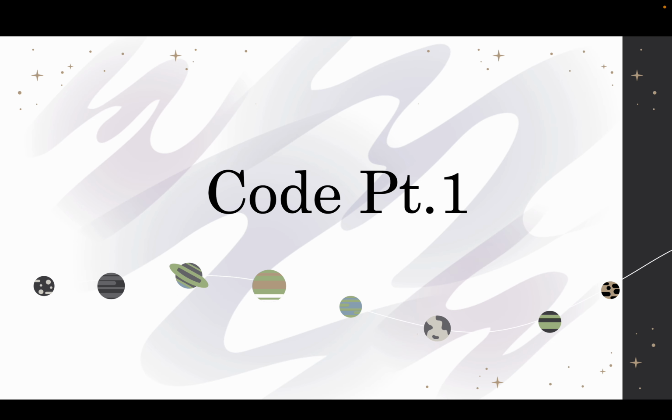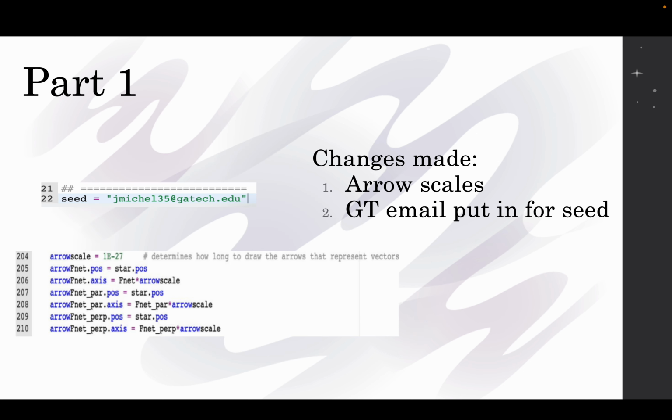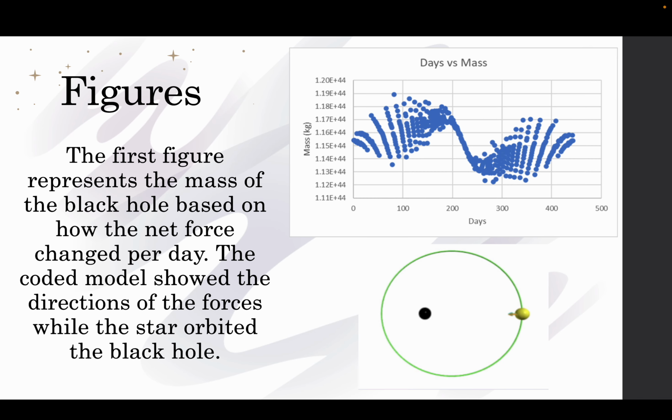And here is my code. Some changes I made from the starter code: I changed the mass of the star, initial and final momentum, change in velocity and momentum in the code, average change in momentum, the net force, the components of net force, parallel and perpendicular, and calculated the mass of the black hole. And the changes also include arrow scales, and GT email was put in for the seed.